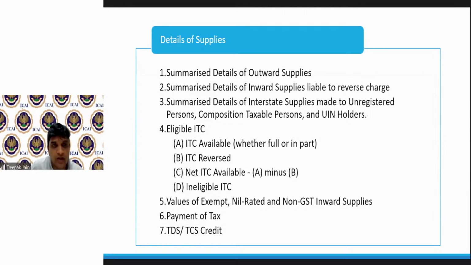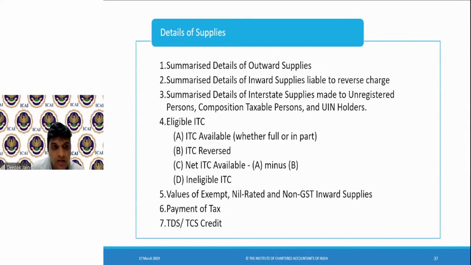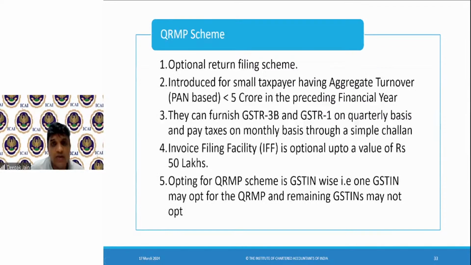So this is the reporting we do in GSTR-3B. Now let us understand the QRMP scheme in detail. Firstly, the QRMP scheme is an optional scheme. It is not compulsory that if you are less than 5 crores, you must file quarterly. No, you can file monthly also and pay monthly also. It is an optional scheme. It is introduced for small taxpayers having aggregate turnover, PAN based.